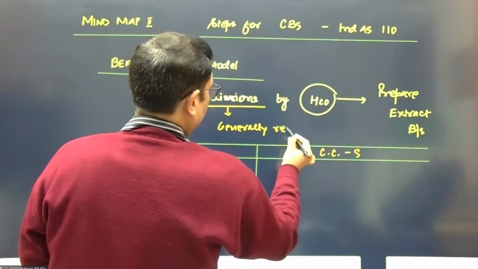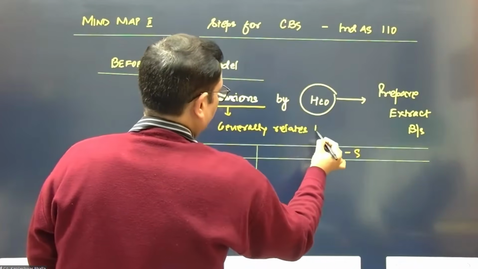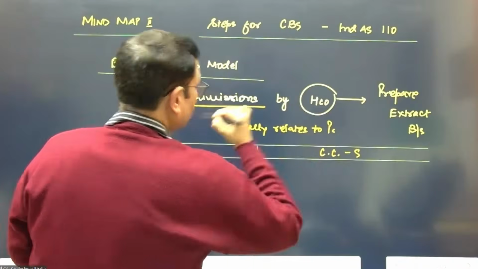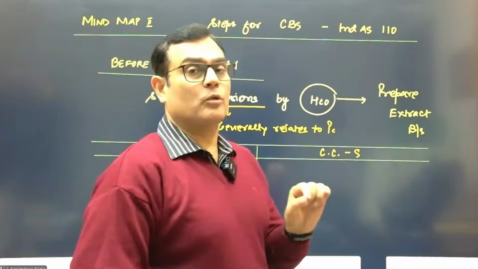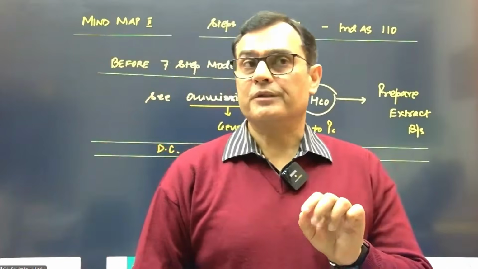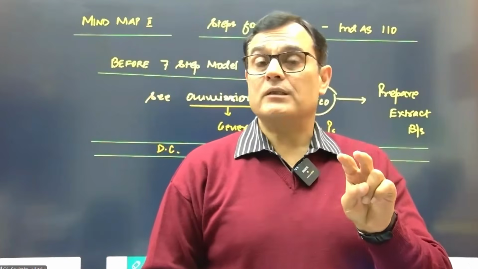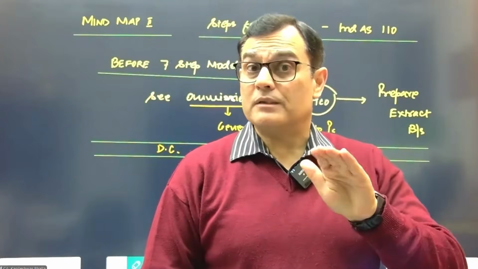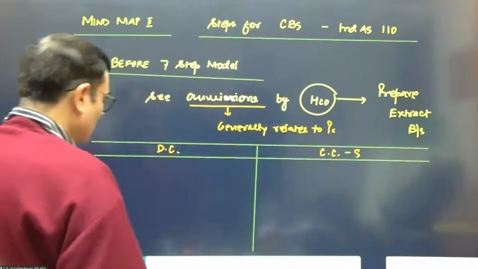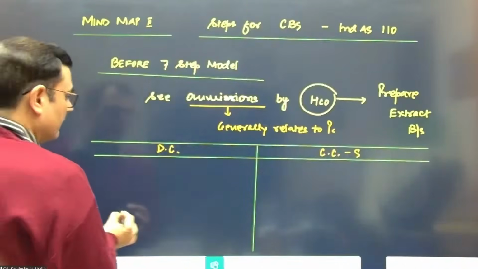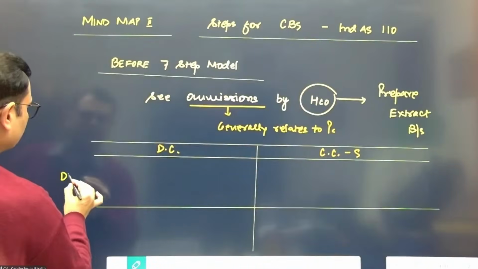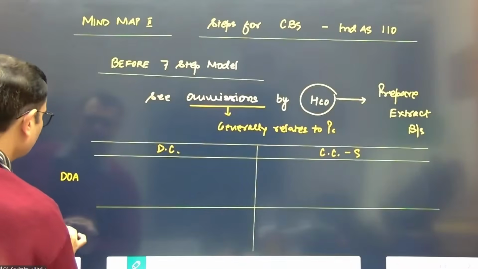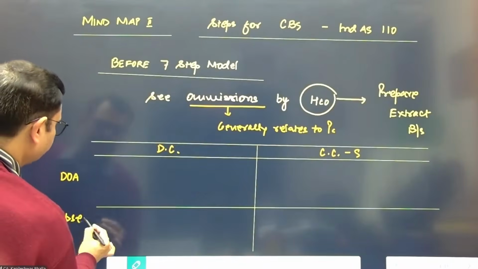Generally relates to purchase consideration. Now, we need to be very careful that if there is any omission with regard to DC or contingent consideration, there are 2 sets of entries. One is on the acquisition date and one is on the subsequent accounting. So I'll divide these entries to be done for the extract balance sheet: one on the date of acquisition, and one subsequently.